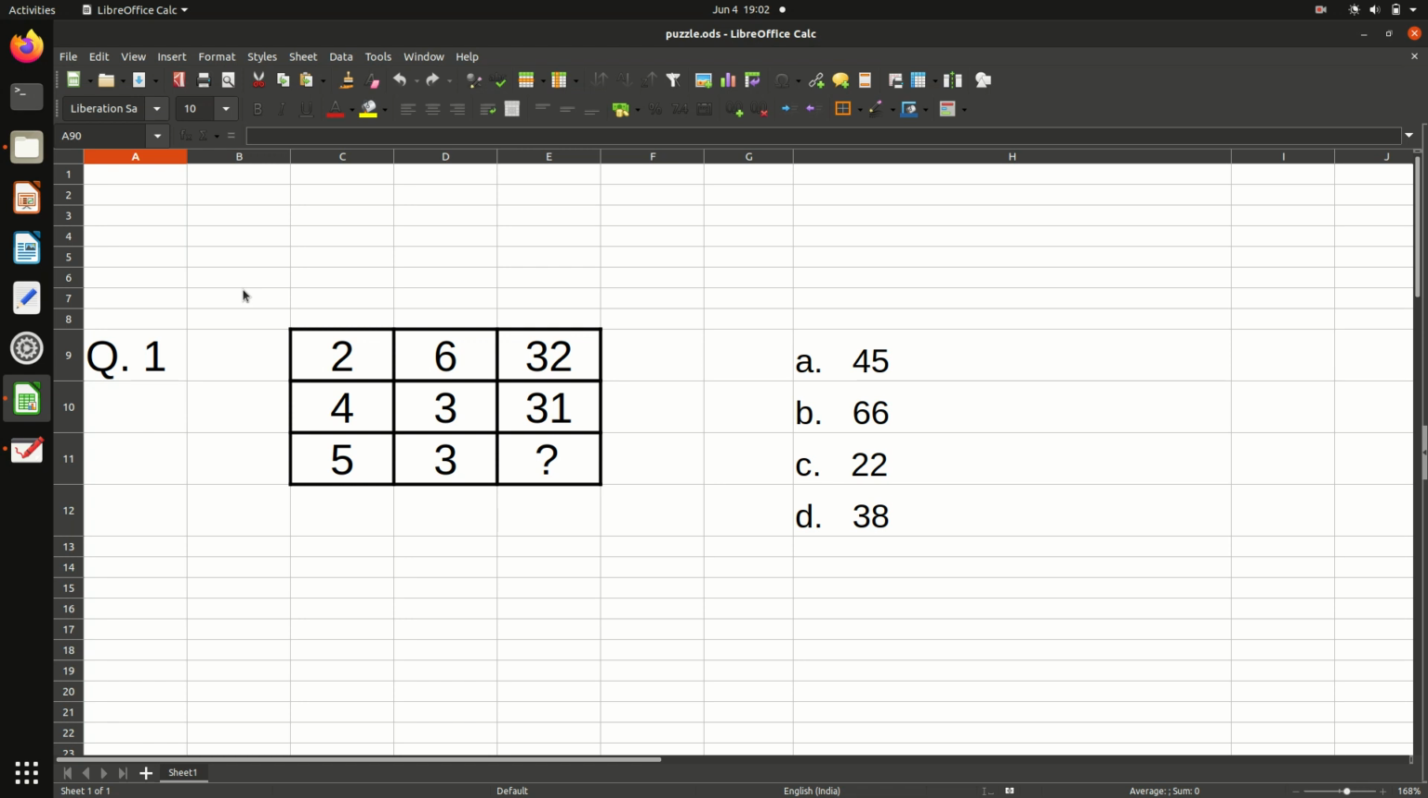So in this video, we will discuss some of the puzzle questions which were asked in Infosys in previous years. So these are some questions which are asked and these are some puzzle questions. So the first question, as you can see on the screen, is the first question which was asked and options are also given.